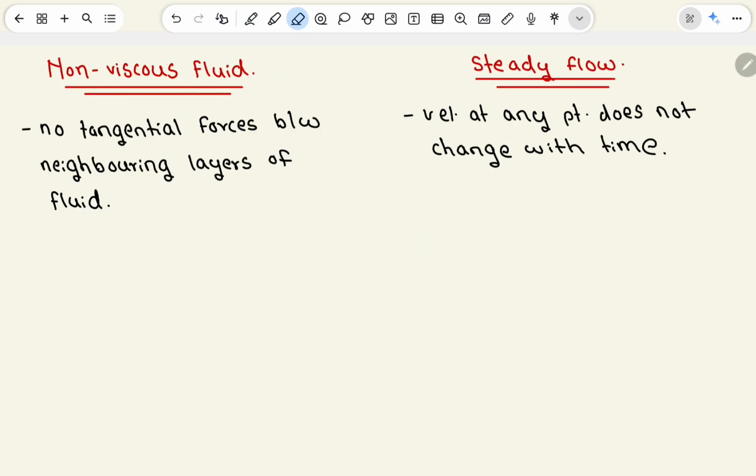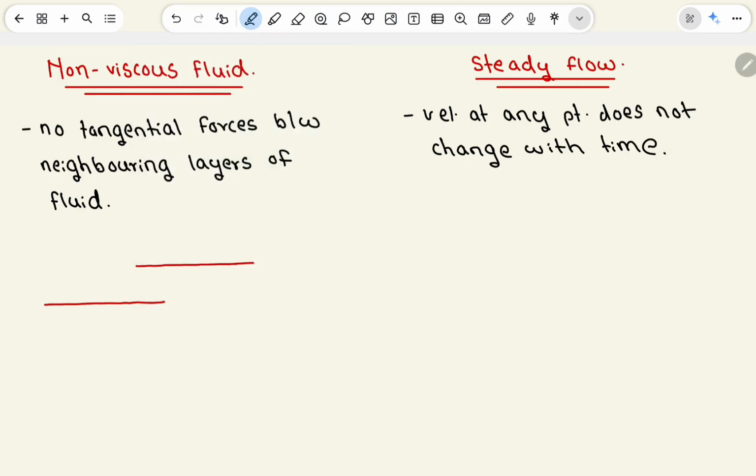Okay, let's move on to the next two properties, of which the first is that the fluid must be non-viscous. Now, what does non-viscous fluid mean? So I've already written the definition. It basically means that there should be no tangential forces between neighboring layers of the fluid. Let us understand this graphically. So let's say I have two layers shown by the red color. One is the top layer and another is the bottom layer. Now the top layer has slid a little bit ahead and the bottom layer has remained behind.